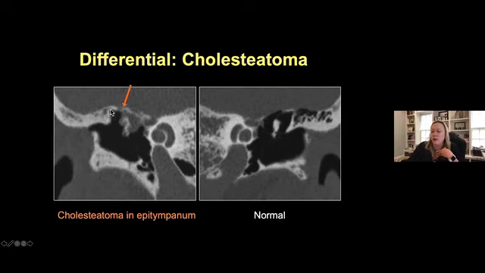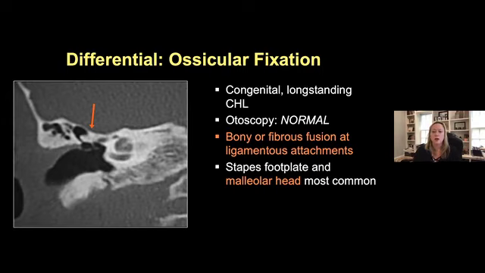Another potential source of conductive hearing loss in the setting of a normal otoscopic exam is ossicular fixation. In comparison to otosclerosis, in which the hearing loss is progressive over time, these patients have a congenital, long-standing conductive hearing loss due to fixation of the ossicles. It's most commonly bony or fibrous fusion at the ligamentous attachments with the middle ear walls. The most common site is the stapes footplate, which is really difficult to see on imaging.